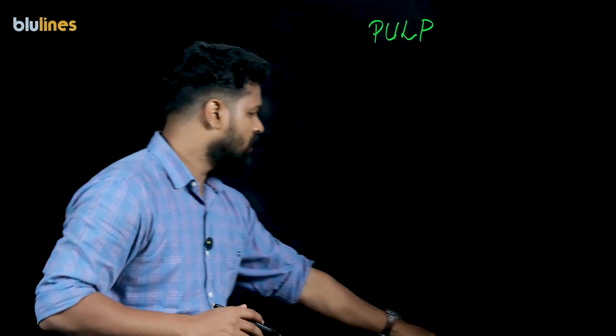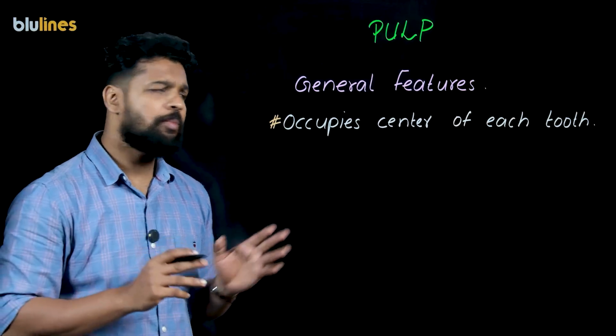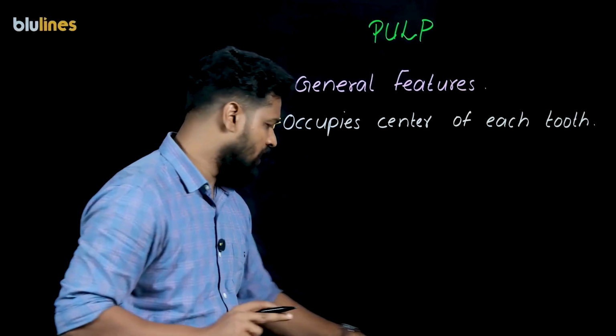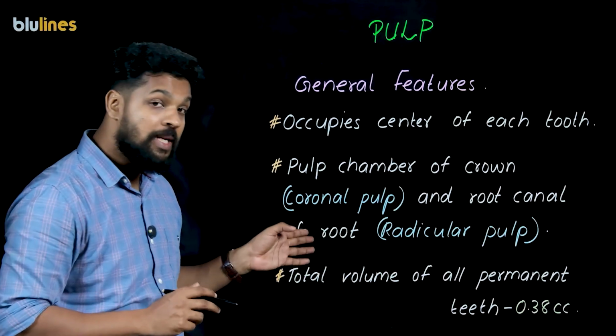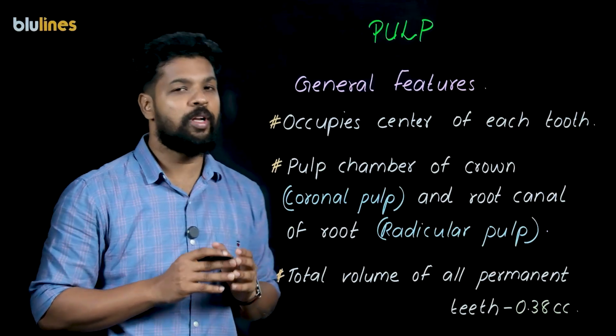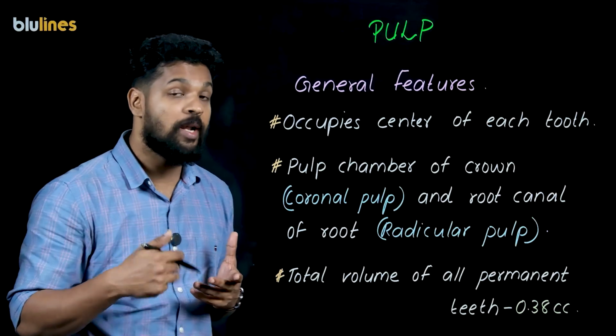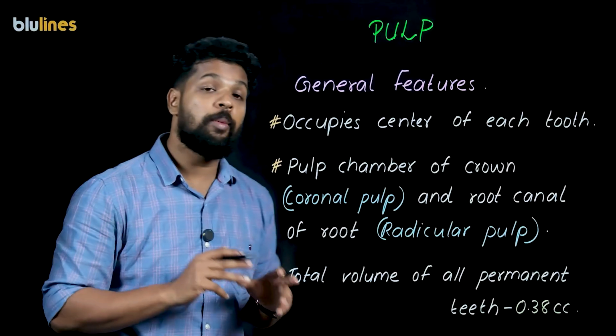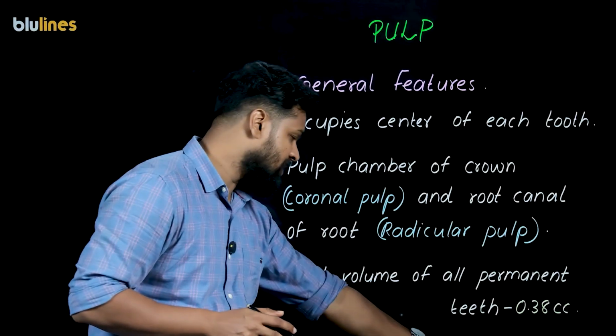Pulp. The general features: it occupies the center of each tooth, as we all know. The pulp chamber of the crown is known as coronal pulp, and the root canal portion of the root is known as radicular pulp. The total volume of all permanent teeth is 0.38 cc.